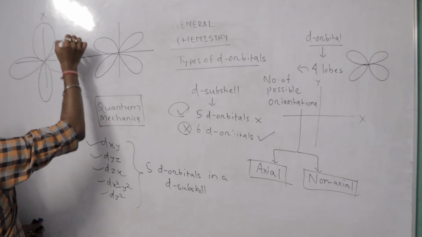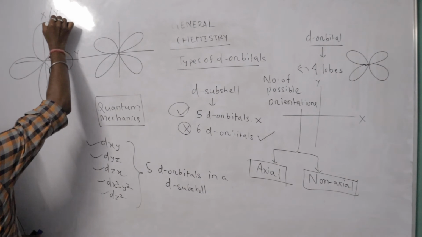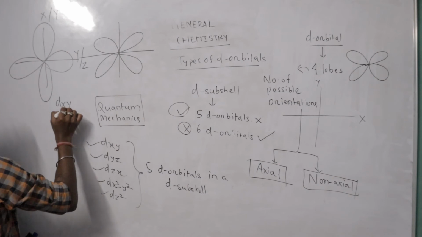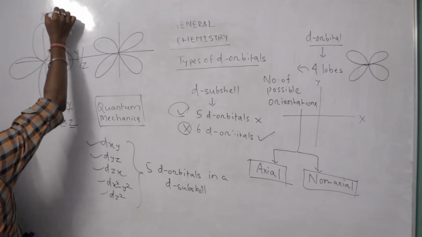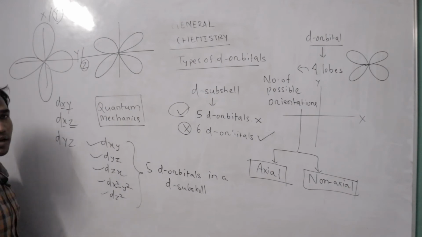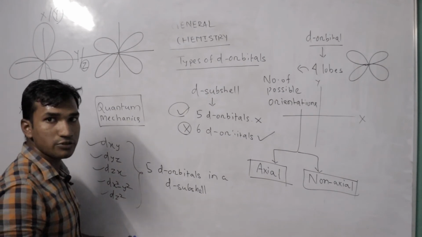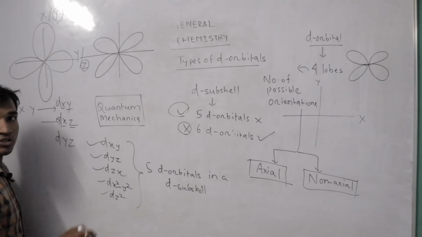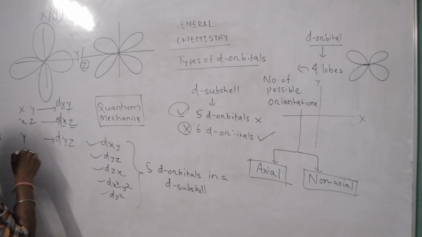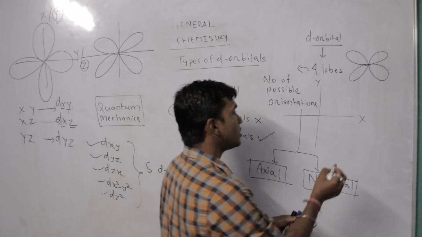If this is the x-axis and y-axis, this is known as dxy. If this is the x-axis and z-axis, this is known as dxz, and if this is the y-axis and z-axis, this is known as dyz. This is axial orientation, and non-axial is like this.